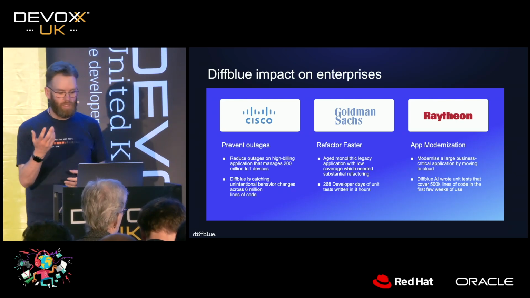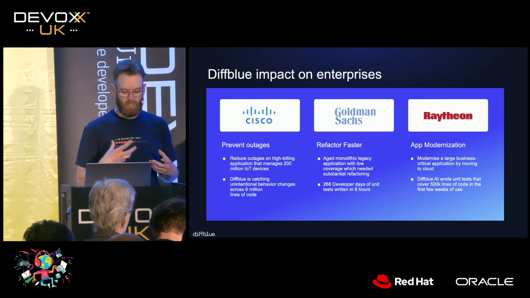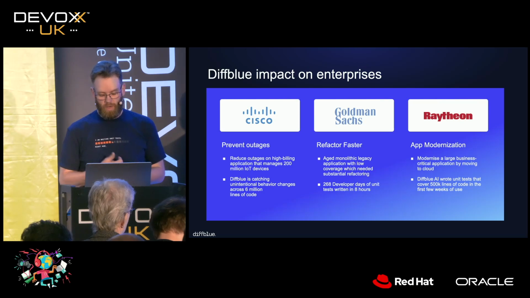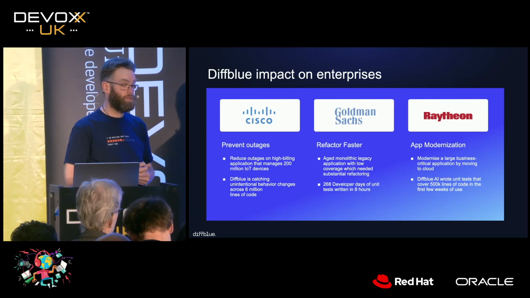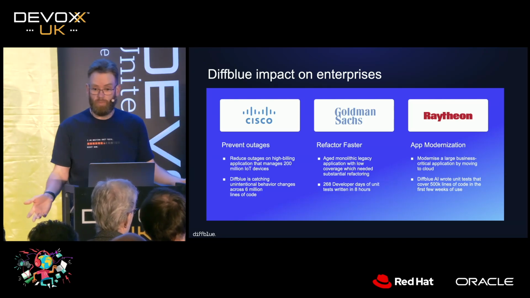At Raytheon, they're doing an app modernization effort. They want to take a large business-critical application and move it into the cloud. We covered 500,000 lines of code in the first few weeks of their usage, which is fairly impressive. They're a defense contractor. We have no idea what dependencies or internal libraries they have.